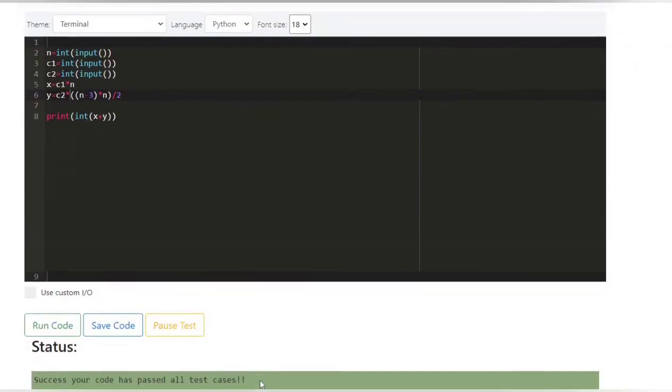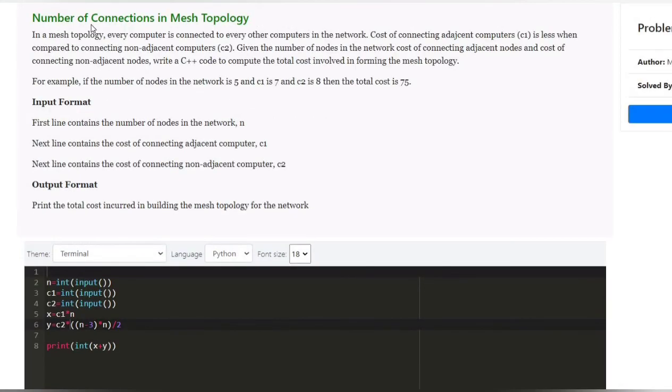You can see it has passed all the test cases. So I hope you understood the question. Thank you.